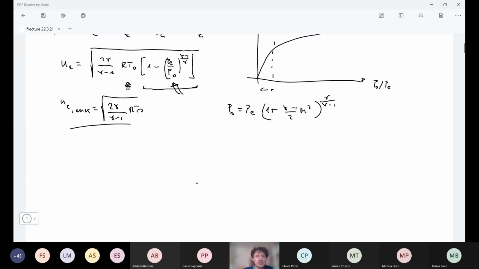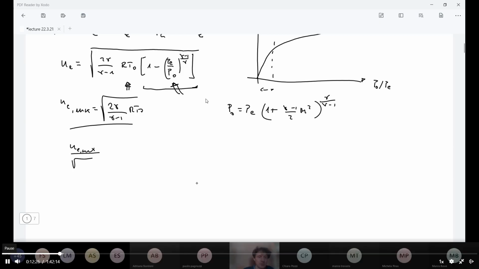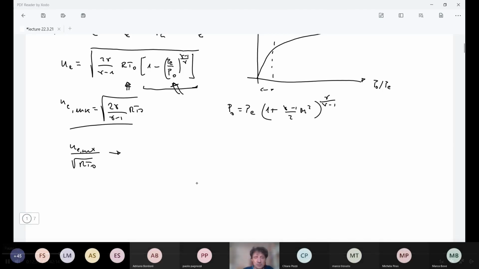From this expression, we see also that U maximum over square root of RT0 is obtained when the maximum value is equal to square root of 2 gamma over gamma minus 1, and this is a quantity dependent on gamma, and in practice it is higher the smaller this gamma is. This gamma is a property of our gas at this moment.